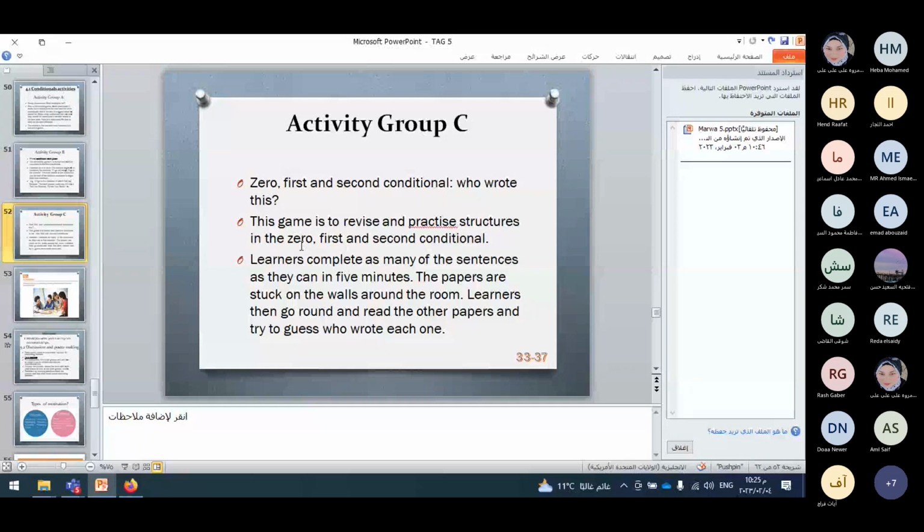Okay, and they mingle. They walk around the classroom, all of them, and try to guess which student wrote these sentences, or which other student or colleague wrote the sentence on this sheet of paper on this wall, for example. It's called Who Wrote This. You just get them to play while practicing the zero or first or second conditional. It's an easy one, by the way.